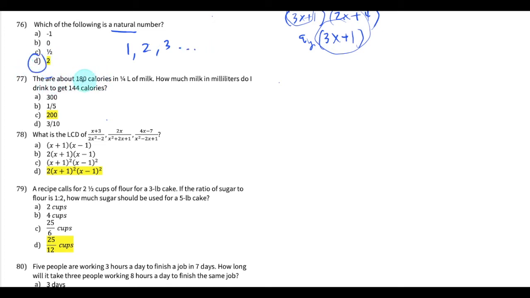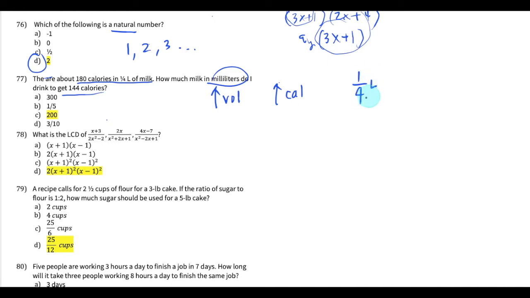There are about 180 calories in 1/4 liter of milk. How much milk in milliliters do I drink to get 144 calories? Okay? So, ito ay ratio and proportion problem lang. We check, pag dumami ang volume, dumami din dapat yung calories na meron ito. Okay? So, meron tayong direct proportion. So, ibig sabihin, magde-divide tayo.